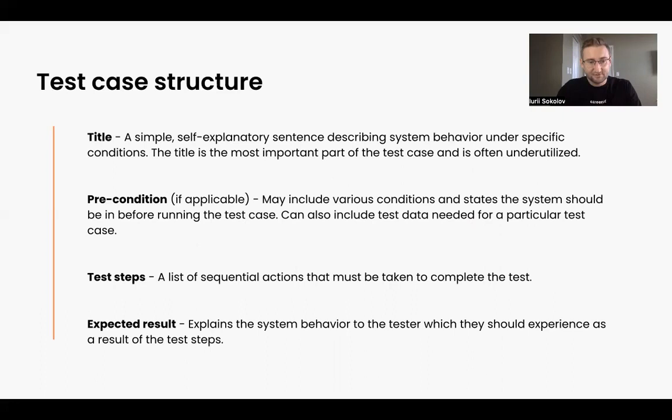Finally, expected result. Expected result explains the system behavior to the tester, which they should experience as a result of the test steps. Sometimes we call it verification data or verification point or validation point or a verification result. So it's something that we need to describe, we see at the end to conclude if the test case passed or failed. Okay?